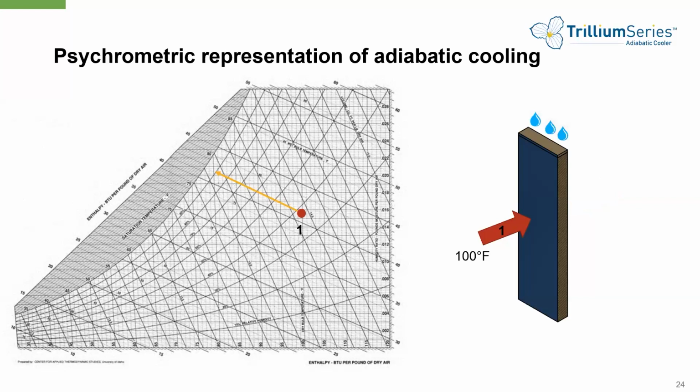Once pre-cooler mode is activated, as water is distributed over the pad, as air is pulled across the pad, it's going to follow this orange line. The energy it takes to evaporate water off the pad is absorbed from the air in terms of its sensible heat. So the air temperature is being reduced, it's giving up sensible heat, and in return, it's picking up latent heat that was needed to evaporate the water. And that's what an adiabatic process means.